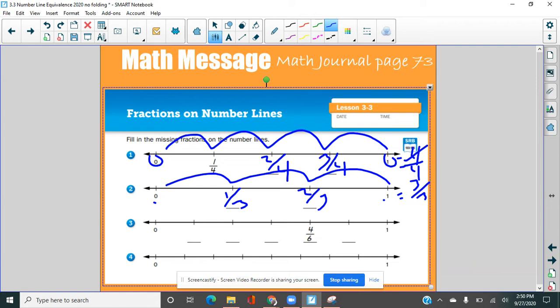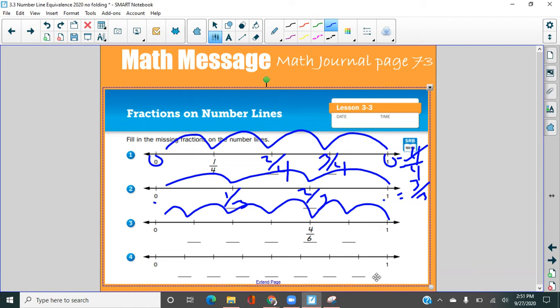All right, let's look at number 3. First of all, how many jumps are between the 0 and the 1? 6. 6 jumps. 1. Ooh, bad jump. Try again, Mr. White. 1, 2, 3, 4, 5, 6. Okay, and go ahead and label all of your fractions there. 1/6, 2/6, 3/6, 4/6, and so on.